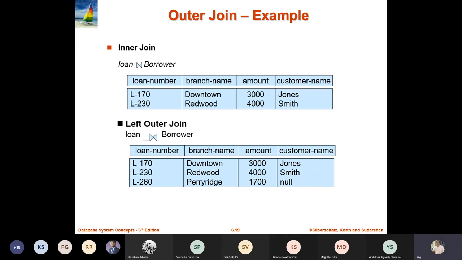That means we are keeping all the tuples from the loan relation, so that later on, if those are used for some other analysis, they are available. Those tuples which are in the loan but not in the borrower are kept as null. Okay.